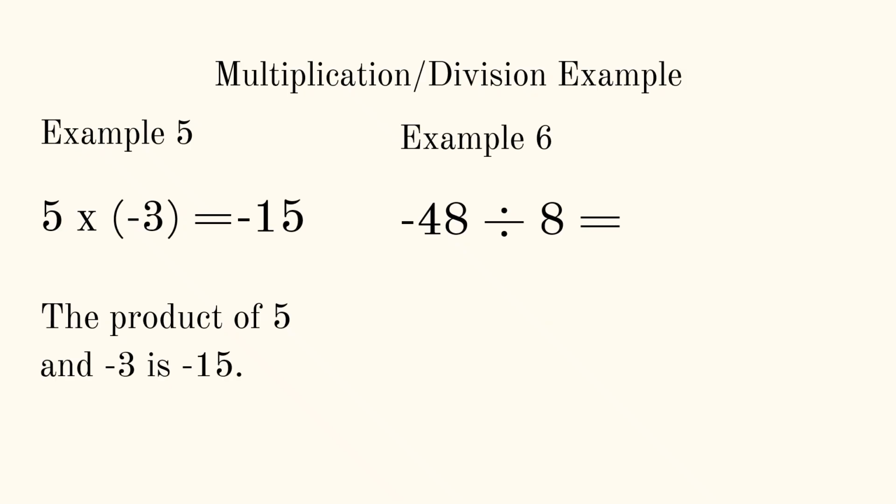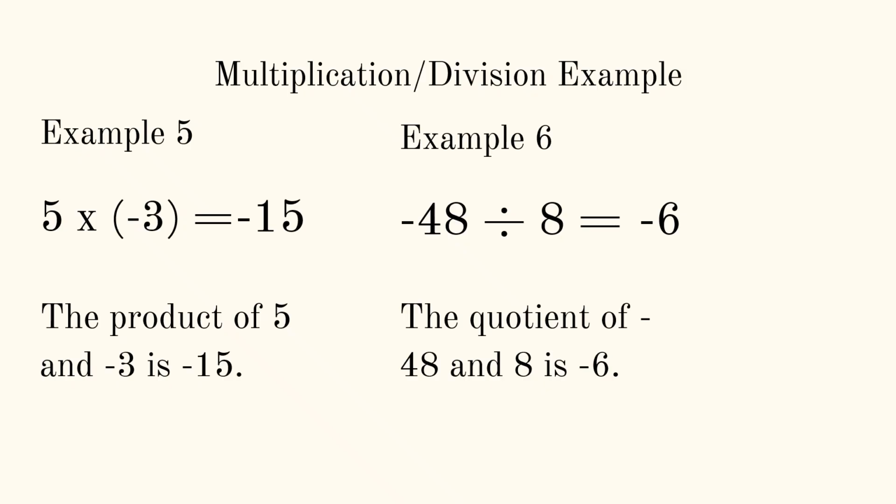Example 6. Negative 48 divided by 8 equals. We know the 48 is negative and the 8 is positive. A negative divided by a positive is going to be a negative. 48 divided by 8 is 6. So that gives us negative 6. So the quotient of negative 48 and 8 is negative 6.